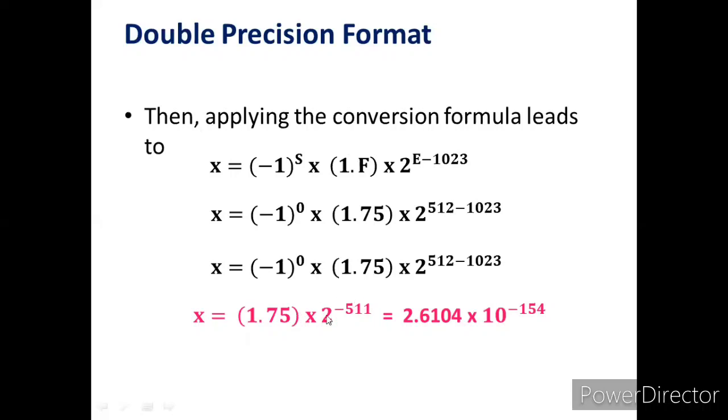Now when you convert this to a decimal number, we get 2.6104 into 10 raised to minus 154. This is how we represent a number in decimal format with the help of the double precision format.